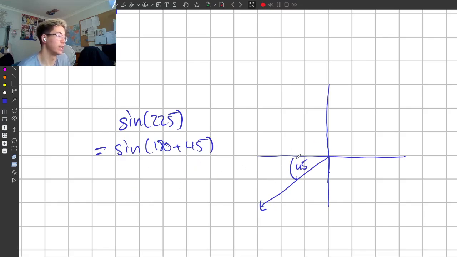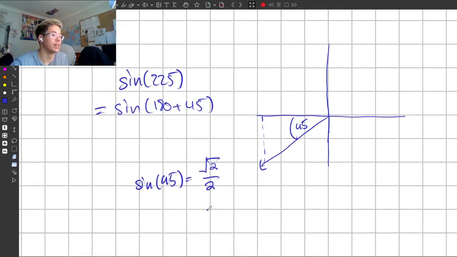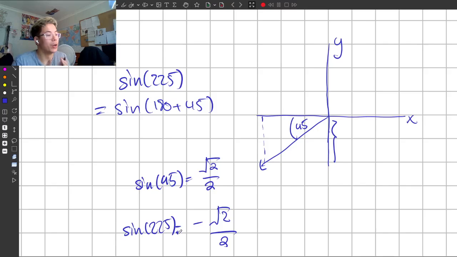So now we're considering this sort of system here. And the sine of any angle will correspond to the vertical distance, so the opposite. So this is equal to just the sine of 45, which we know is root 2 over 2. But again, since we are in the third quadrant here, and this distance is negative because we're in an XY frame, then our answer is negative root 2 over 2. So that's sine of 225. I hope that makes sense.